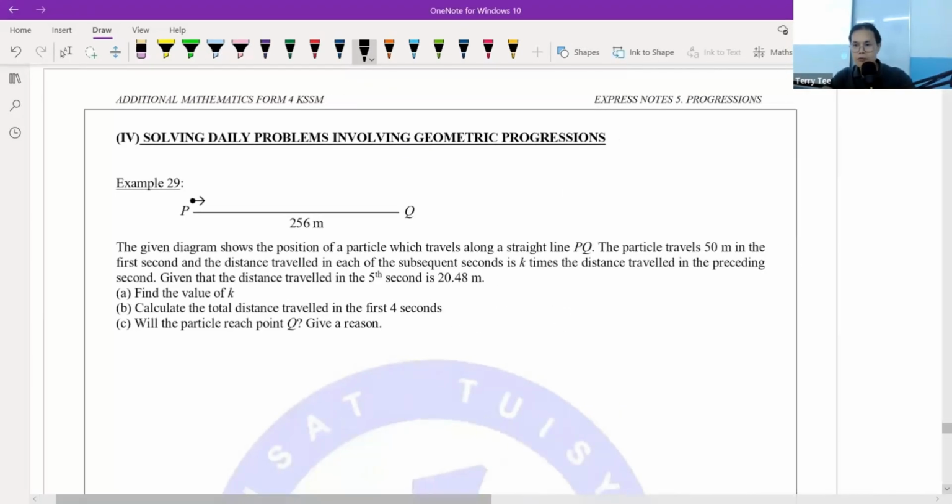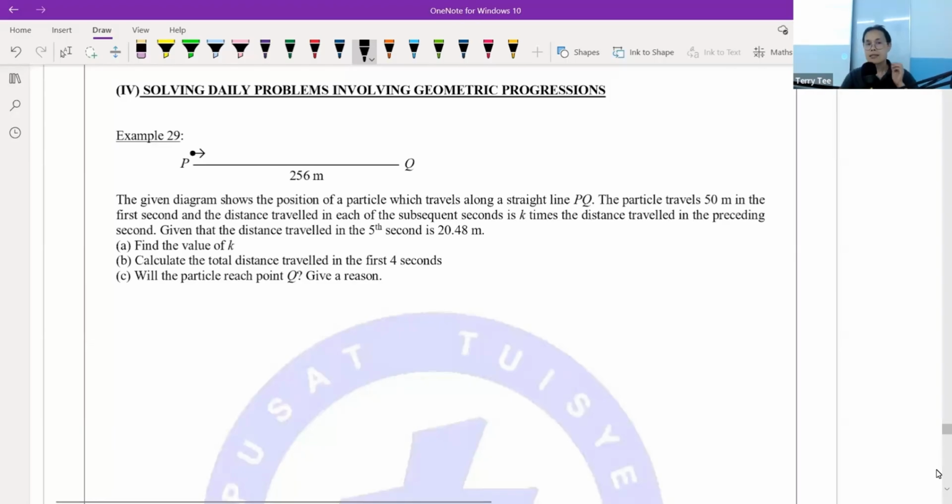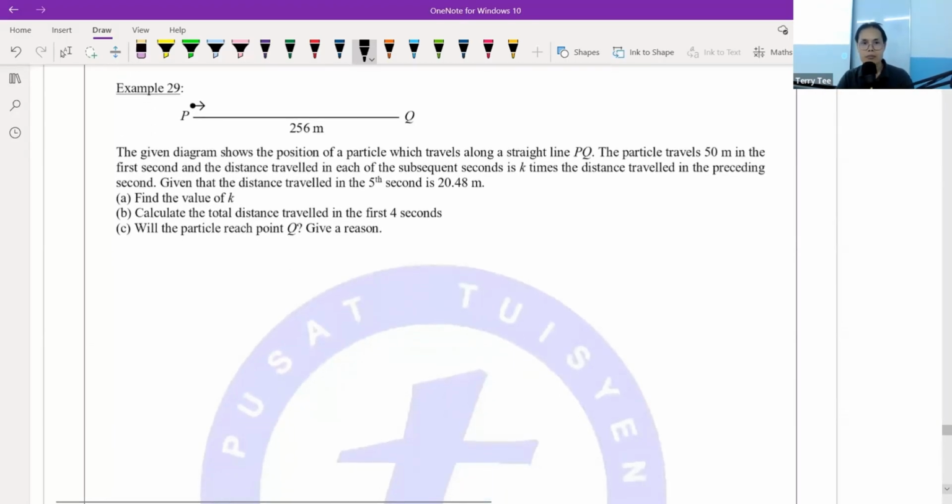Solving daily problems involving geometric progression. I have a few questions, starting with this one. Okay. The diagram shows the position of a particle which travels along a straight line PQ. The particle travels 50 meters the first second. The distance traveled each subsequent second is k times the distance traveled in the preceding second. K times means it's a geometric progression, right? It can be half, twice. It can be bigger, it can be shorter. The distance traveled can be longer or shorter, right?